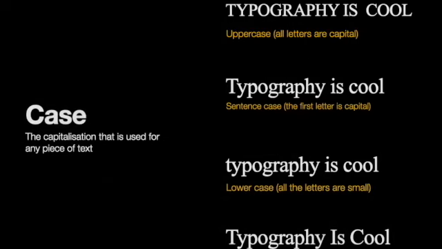So, the next thing that you need to remember when it comes to actually dealing with fonts is something called case. Case is basically the capitalization that is used for any piece of text. To put it very simply, uppercase means all the letters are capital. Sentence case means the letters are all small except for the starting letter, which is very similar to how we write a sentence. Only the first letter of the first word in a sentence is made capital. Lowercase means all the letters are small, and title case means the first letter of every word is capital.